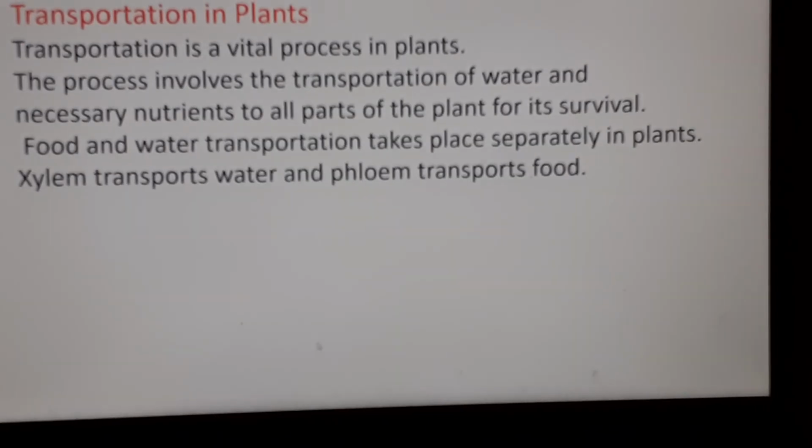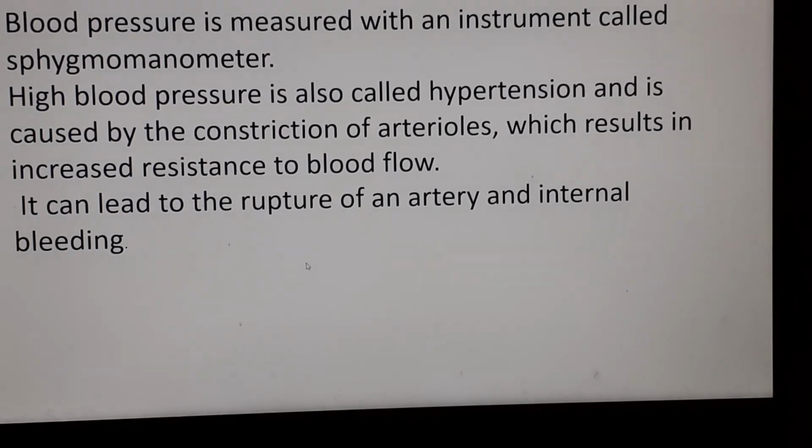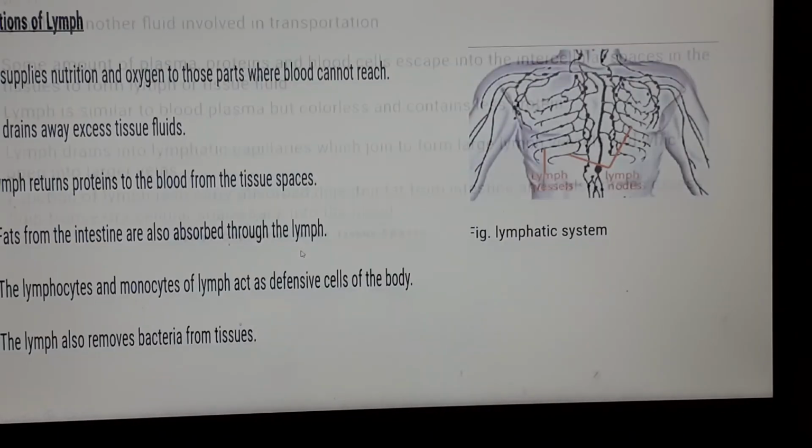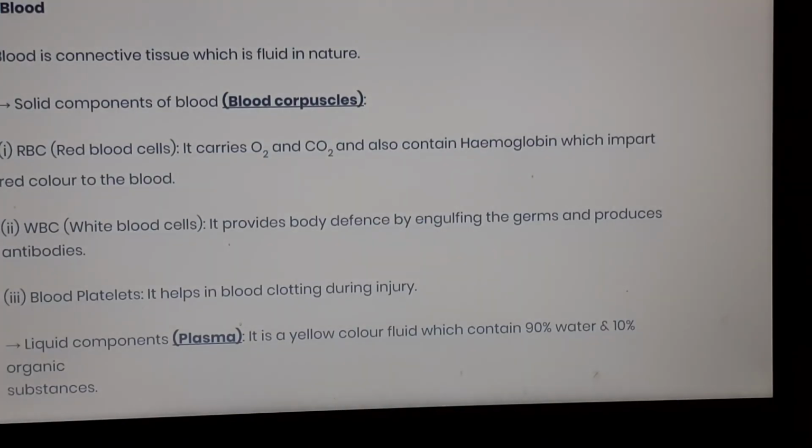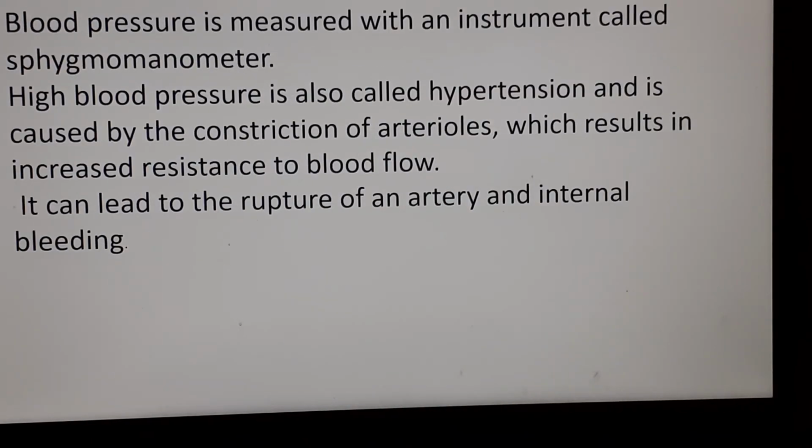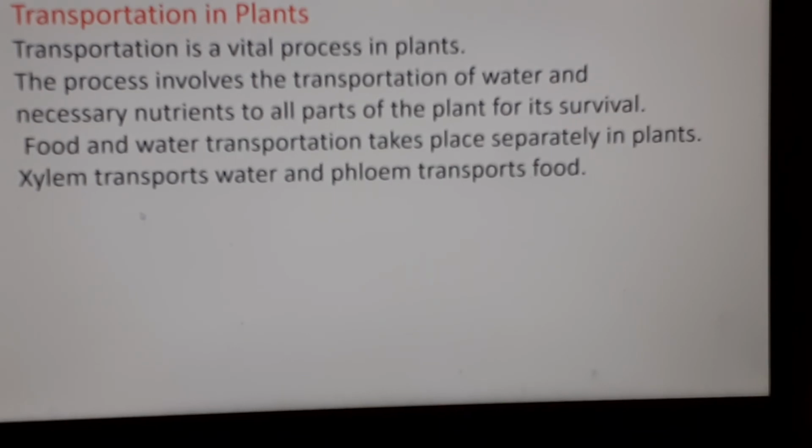So these are about the transportation in our human being. That is how it is transported. Next one, we are coming to transportation in plants.